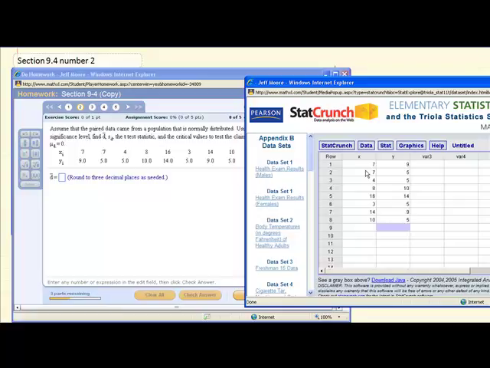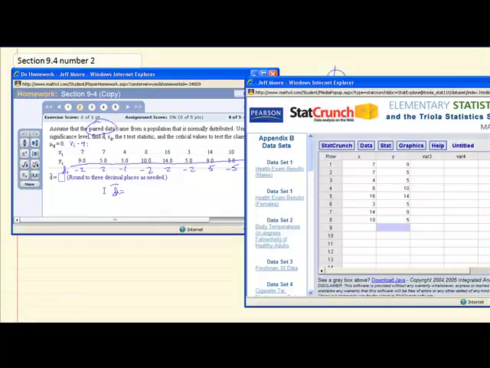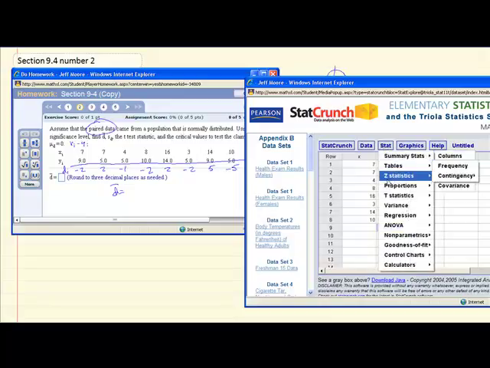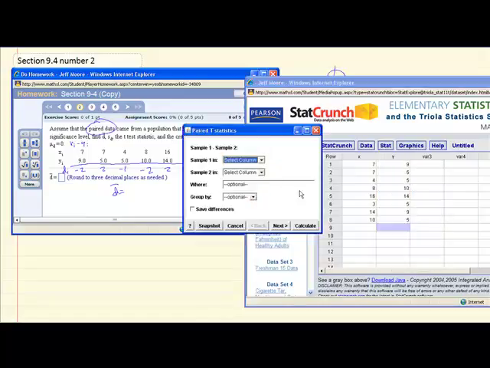What we do have to make sure that we do, though, is keep these paired data values together. It is important that this 7 and this 9 go together, and this 7 and this 5 go together, and this 4 and this 5, because they are paired data. Now I'm going to click Stat, T-Statistics, Paired. Sample 1 is in my column X. Sample 2 is in my column Y. I'm going to hit Next.